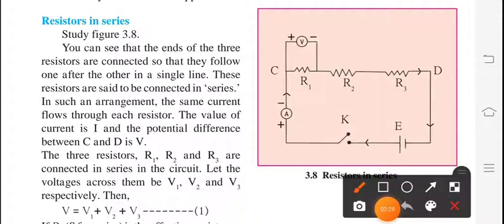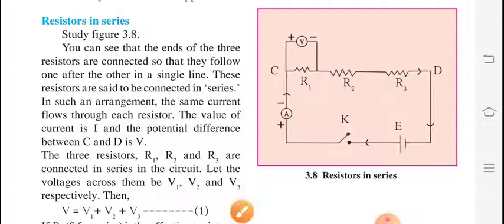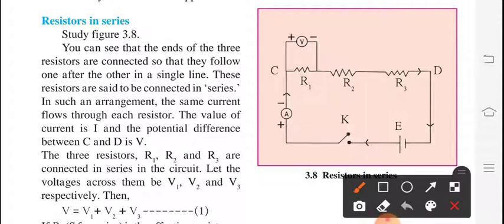Here you can observe the first resistor, second resistor and third resistor. In this way we can connect n number of resistors, and this is the potential difference across the resistor. This is an ammeter to measure current. So this is the arrangement of the circuit with resistors in series. So let's go ahead with the explanation.